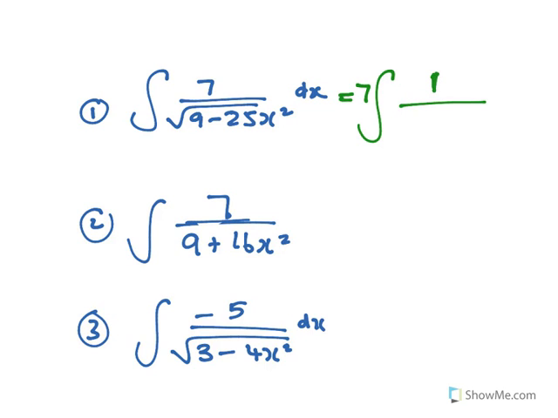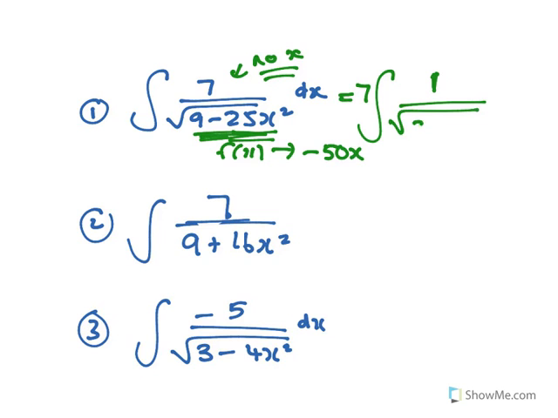You notice that if you look at f dash x, 9 minus 25x squared would be your f of x. Derivative of that is minus 50x. So because there's no x's on the top, that's why you know it's an inverse trig function and it's a sine the minus 1. So take the 7 out, and so that'll be 3 squared minus 5x squared.